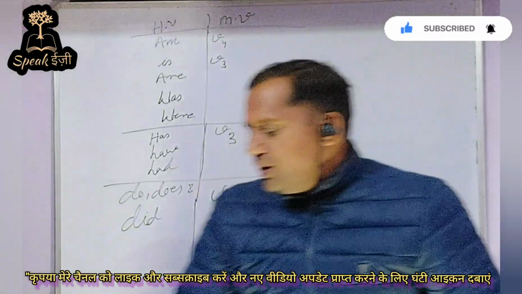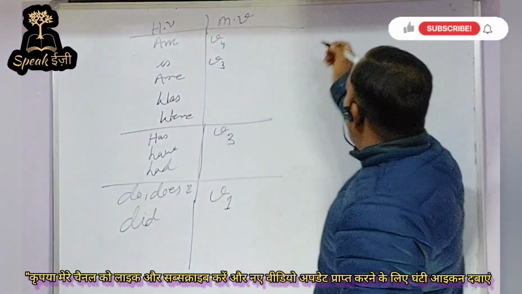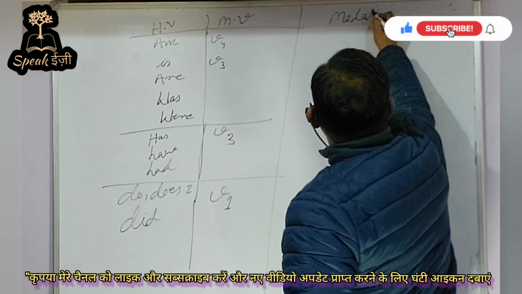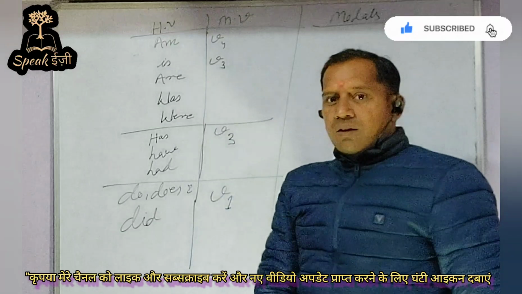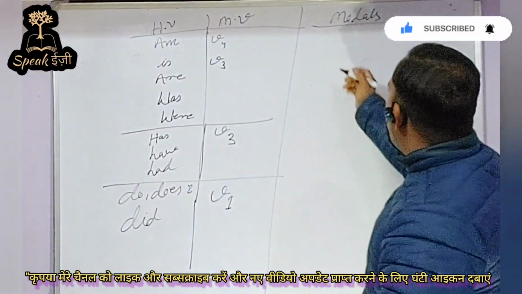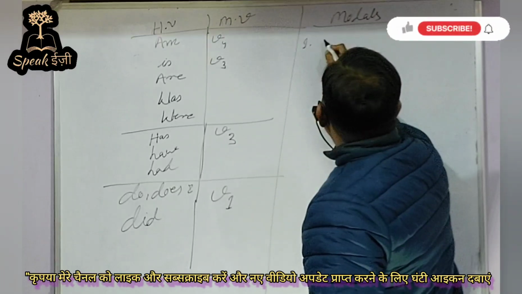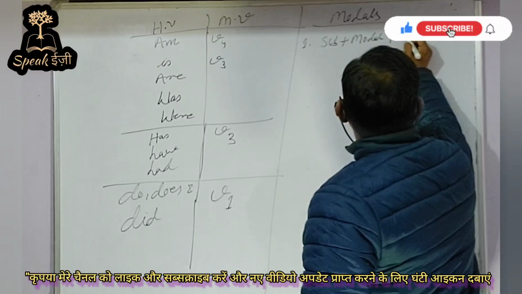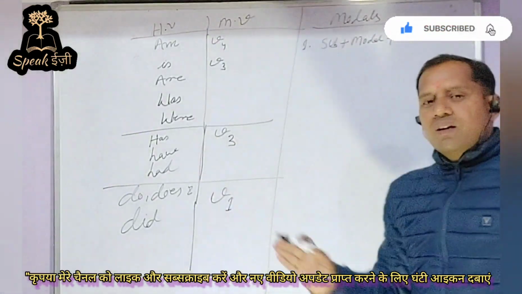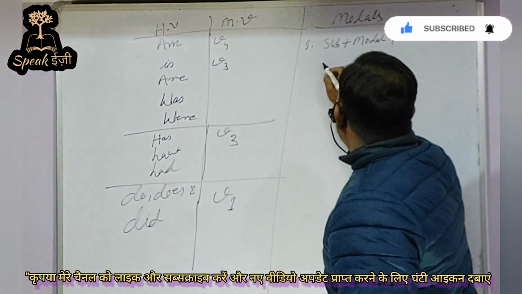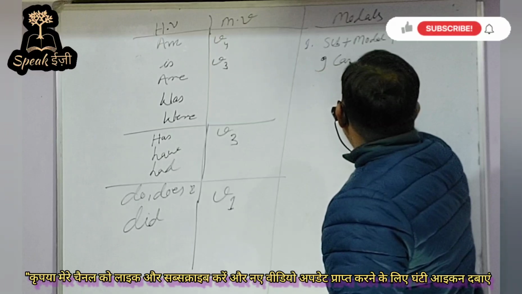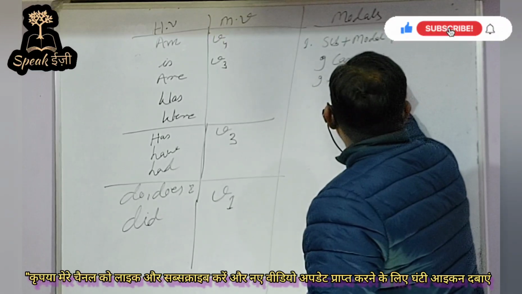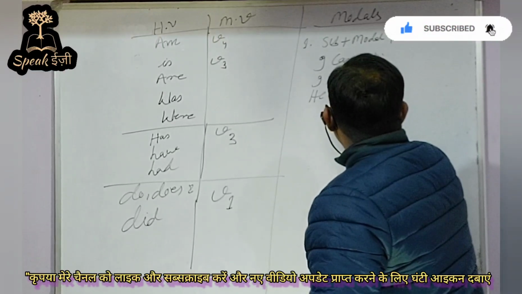Now I think this idea of V1, V2, V3, V4 and V5 must be very clear to you. Now coming back to the modal verbs. In the case of modal verbs, I will not write them separately because these rules will be followed by all the modal verbs. So how many possibilities are there? The first possibility is subject plus modal plus V1. This is the very first possibility when we use the modal verbs. Let's take some examples. I can go. I should go. He must go.